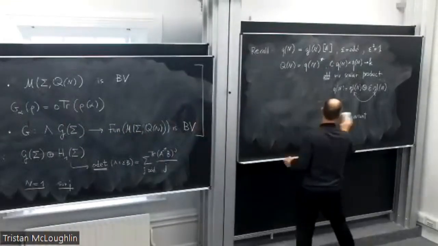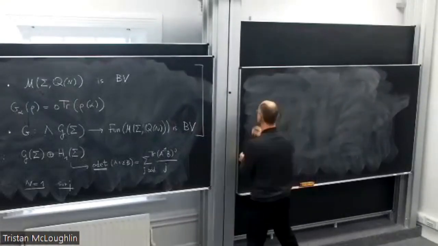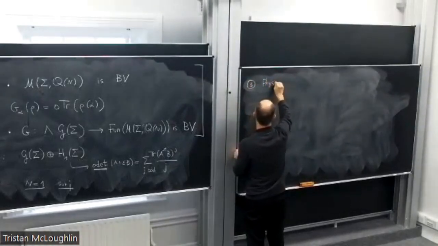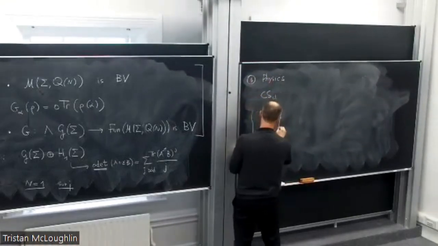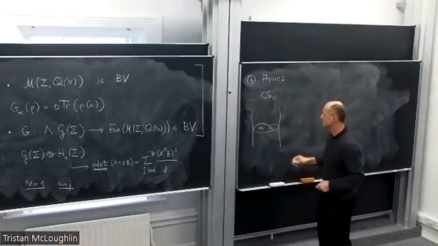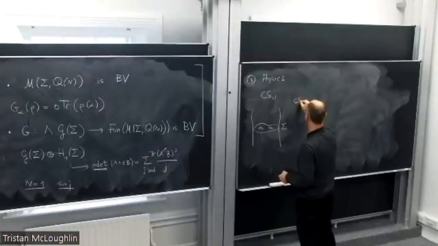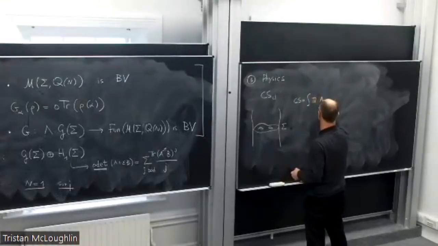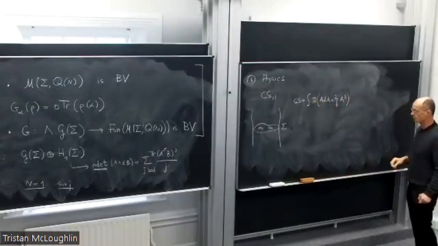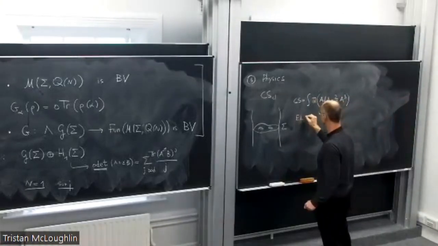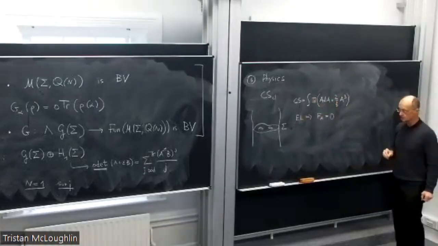Maybe one short comment about physics. Let me recall this classical Chern-Simons story. As Samson said, people are usually looking at the cylinder which is based on our surface sigma. So the Chern-Simons is this exotic gauge theory. The Euler-Lagrange equations imply that the curvature of the connection is zero.